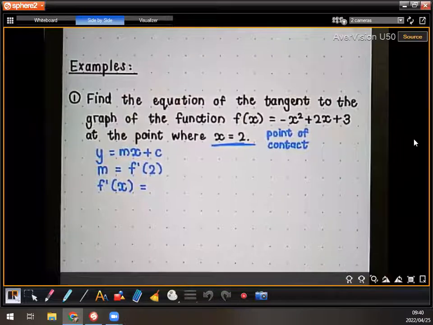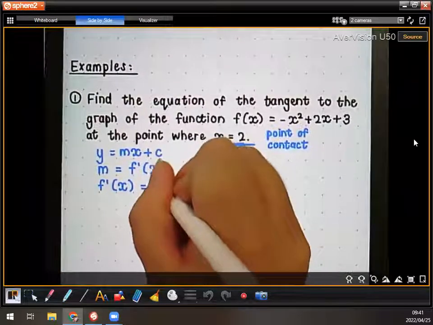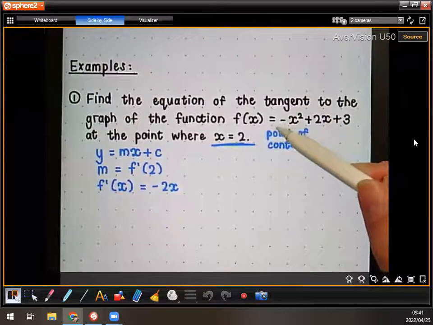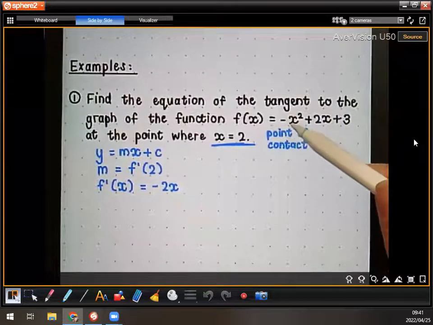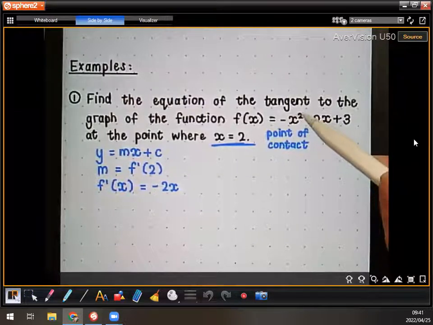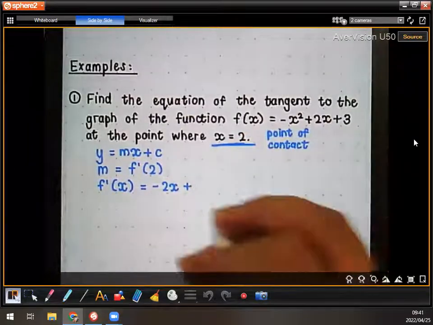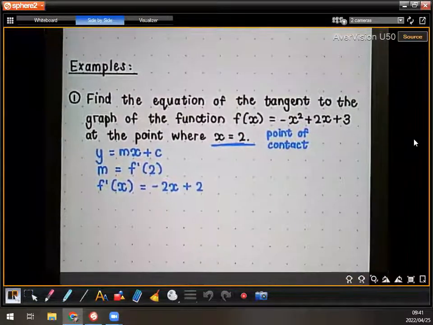And then where x is 2, I'm not sure where exactly that is on the graph. Let's say it's over here. We have a tangent. Okay, we're finding the equation of this tangent now. All right. So what is the derivative of negative x squared? Negative 2x. You take the exponent to the front, multiplied by the negative 1 that is there. Then you're going to say x to the 2 minus 1. Minus 1 from that exponent. Plus the derivative of 2x is just 2. And what is the derivative of 3? 0. Okay, so this is the derivative.